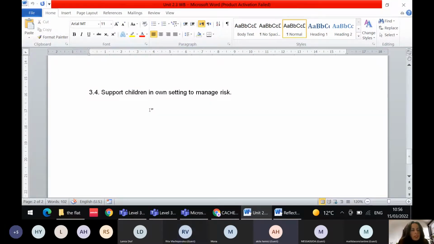3.4, support children in own setting to manage risk. Where actually, to be honest, this should have been in your reflective account. I'm going to send these files again. Just move this one to risk assessment. I'm going to move it for you after the class and send you the correct ones, because I didn't notice that this one needs to be a reflective account as well. Why? Because it's talking about you. How you can support children in your own nursery to manage risk.